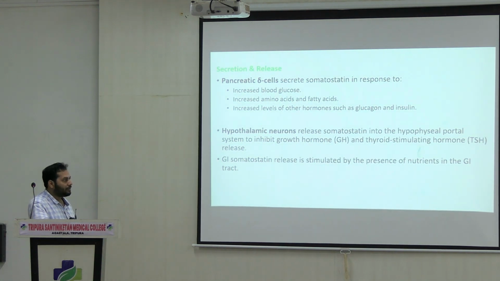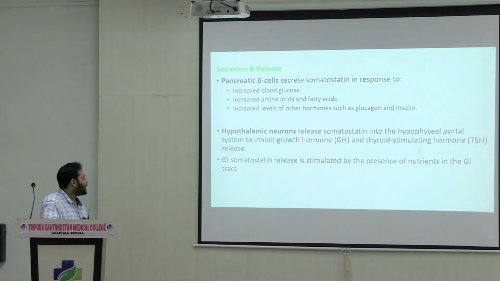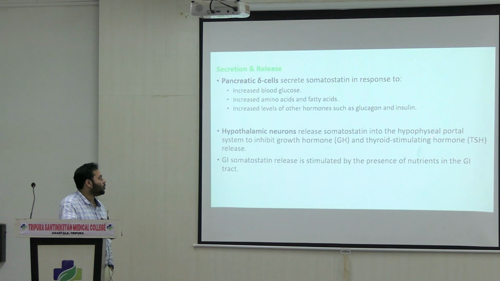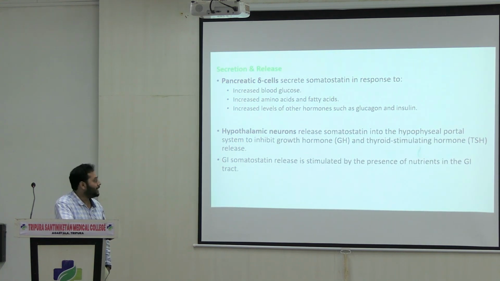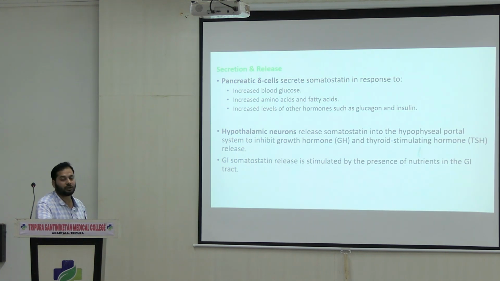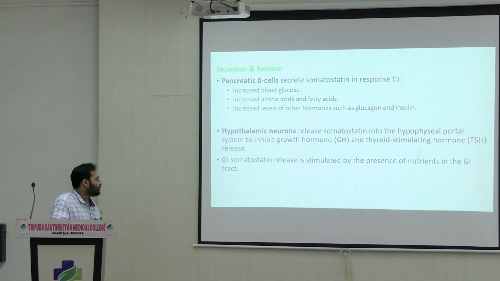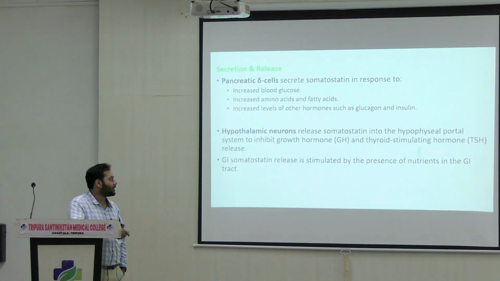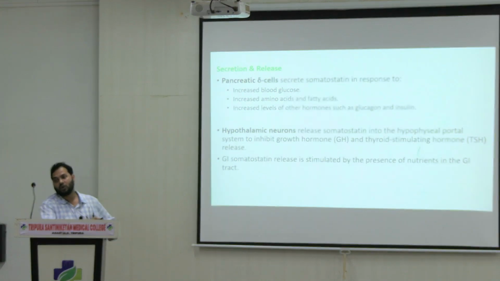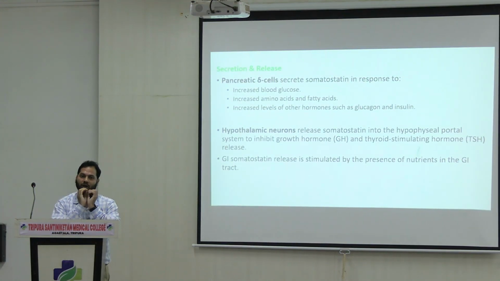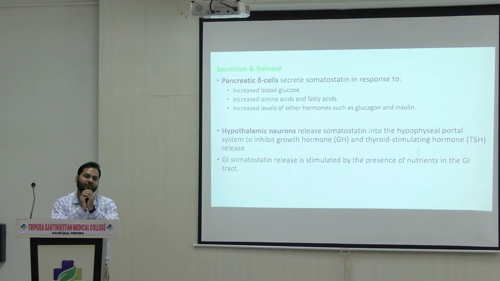If you see the hypothalamic secretions of somatostatin, hypothalamic neurons release somatostatin into the hypophyseal portal system to inhibit the actions of certain hormones, like growth hormone as well as thyroid stimulating hormone. And the somatostatin released from the GI tract is stimulated under certain conditions, like the presence of nutrients in the GI tract. So after this, you could say there are certain phases that are important for the release of somatostatin. There are certain sites or locations from where somatostatin is secreted.